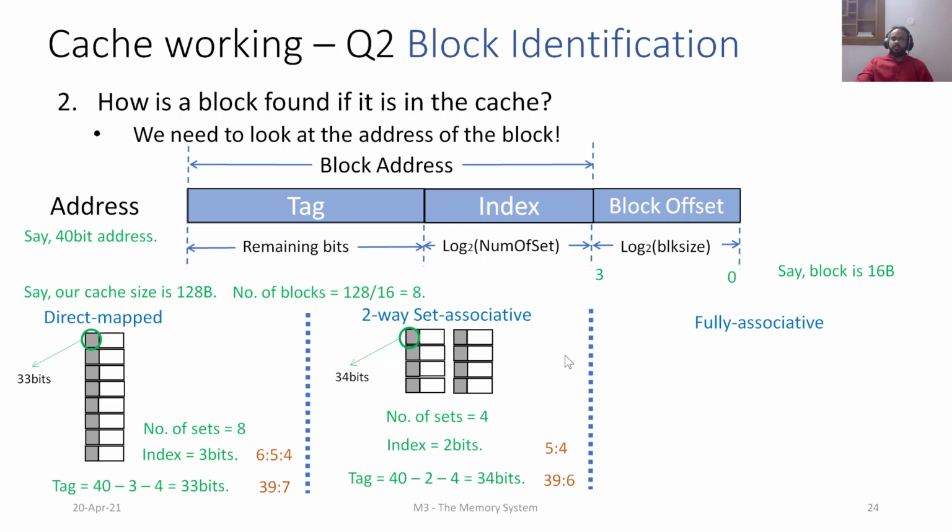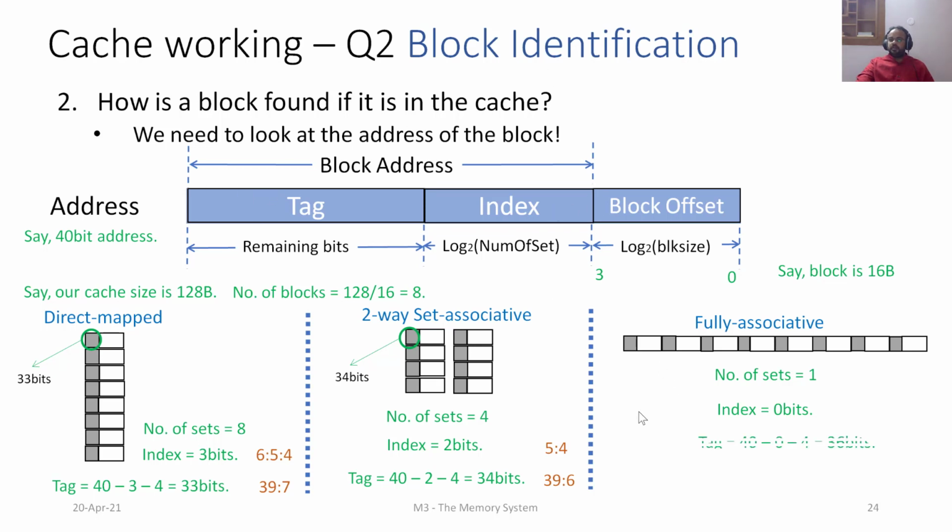Now when it comes to fully associative cache, a block can be placed anywhere, right? It means that there is only one set. So the number of index bits is 0. It means that for a fully associative cache, the address is split only into tag and block offset. The tag would now be 36 bits, and that means that each block in a fully associative cache will have 36 bits in it, right? And the tag bit positions are 4 through 39.